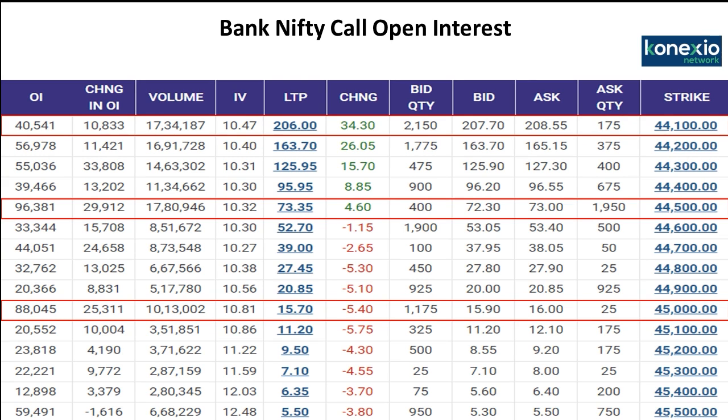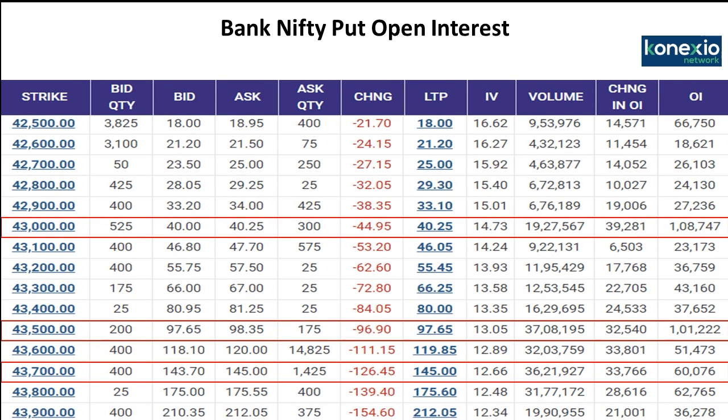Now let us discuss the Bank Nifty puts. In Bank Nifty puts, the action was seen in 43,700 puts, 43,500 puts, and 43,000 puts. Now here you can see there has been a significant drop in option premium.